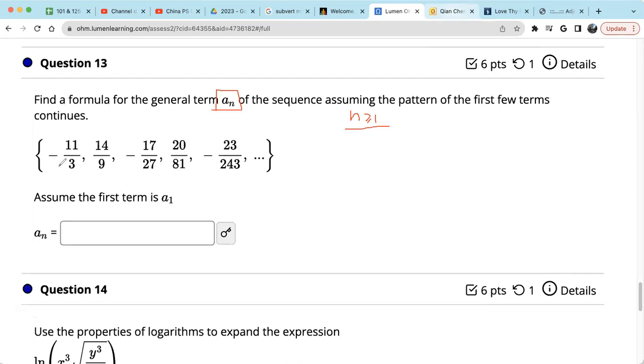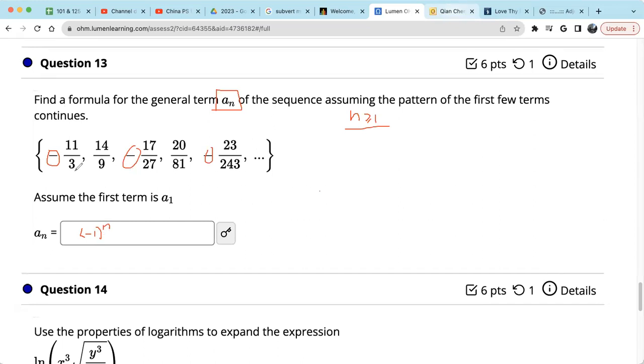So let's observe. The first term is negative, second term positive, third term negative, so the odd terms get negative. So my an, I should have a negative 1 raised by n because I start with 1. Right, you see my first term is negative. So when n equals 1, indeed I get negative. When n equals 2, I get a positive. So I'm dealing with the signs first. So now the sign is down here, negative 1 raised by n's power.